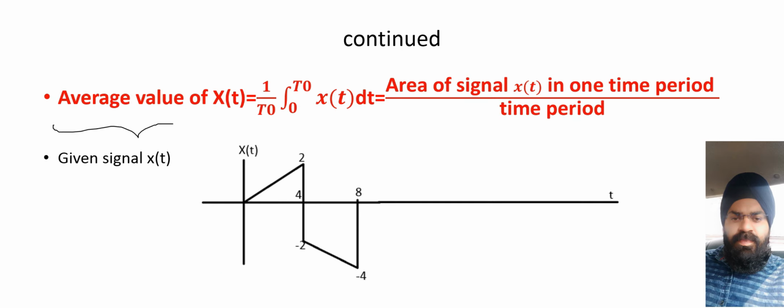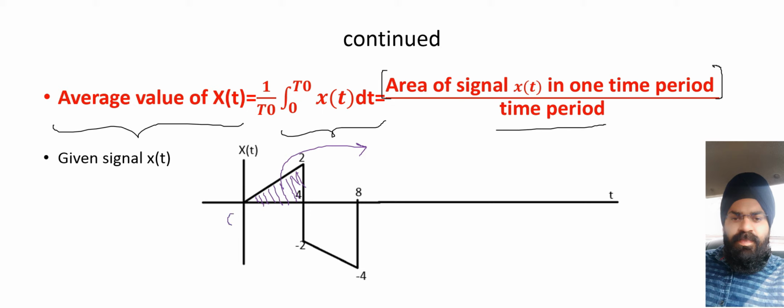So the average value of x(t), which is 1 over T0 integration from 0 to T0 of x(t) dt, can be written as the area of the signal x(t) in one time period divided by the time period. So to calculate the average value, I will calculate the area of the signal in one time period, and I will divide it by the time period.